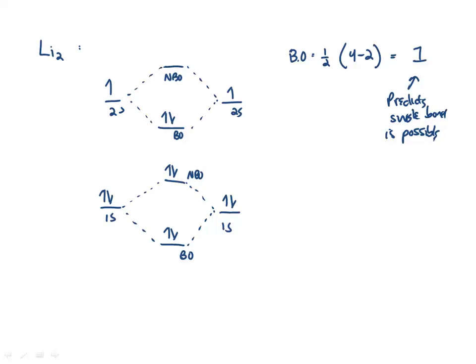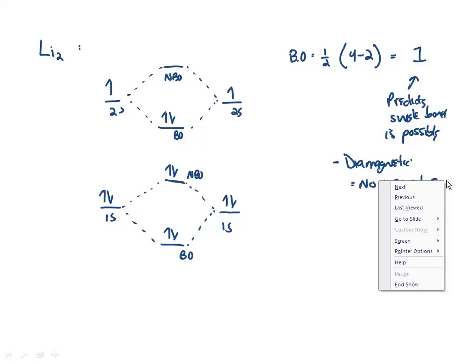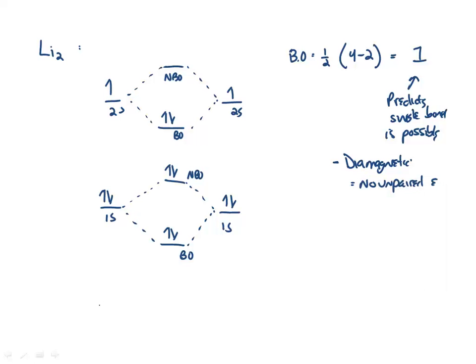The other thing it also predicts is that this should be diamagnetic, meaning that there are no unpaired electrons, meaning they're all paired up. So we expect it to be non-magnetic.